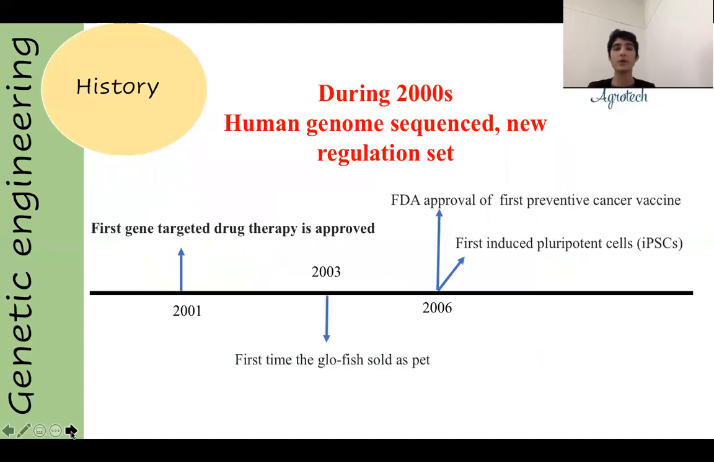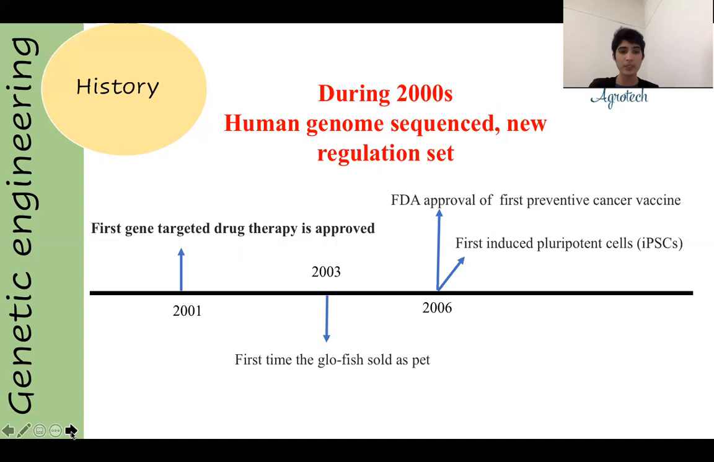And let's move on to the 20s. What happened during the 20s? During the 20s, scientists succeeded in finding the first gene-targeted drug therapy. That was for cancer, for chronic myelogenous leukemia treatment. It's for one of the cancers.